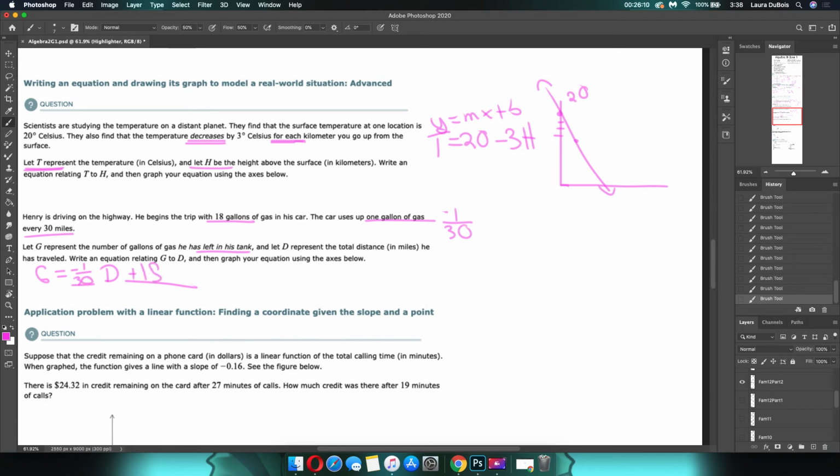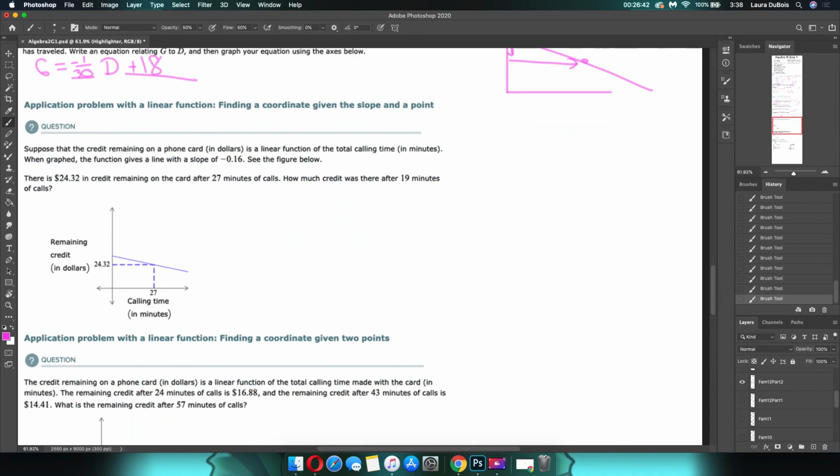The 18. So what would your graph actually look like if my computer could draw a straight line? Okay, and then? Good computer. So you would start at your 18, and then you would go down 1, and then over 30. And that's what the slope of your line would look like. There we go.